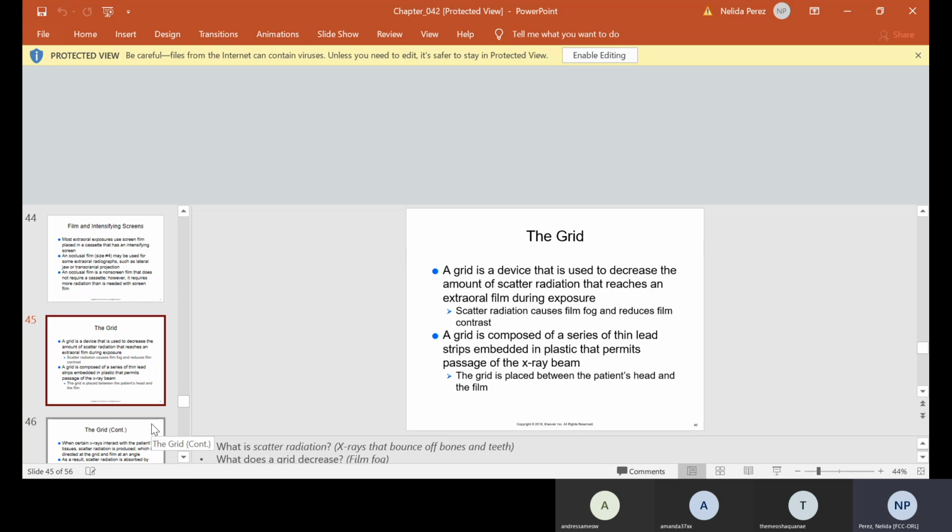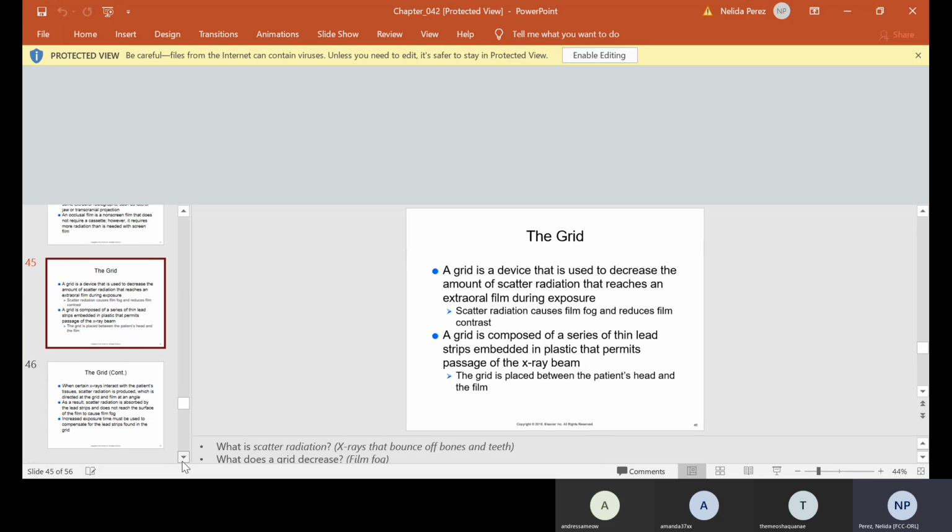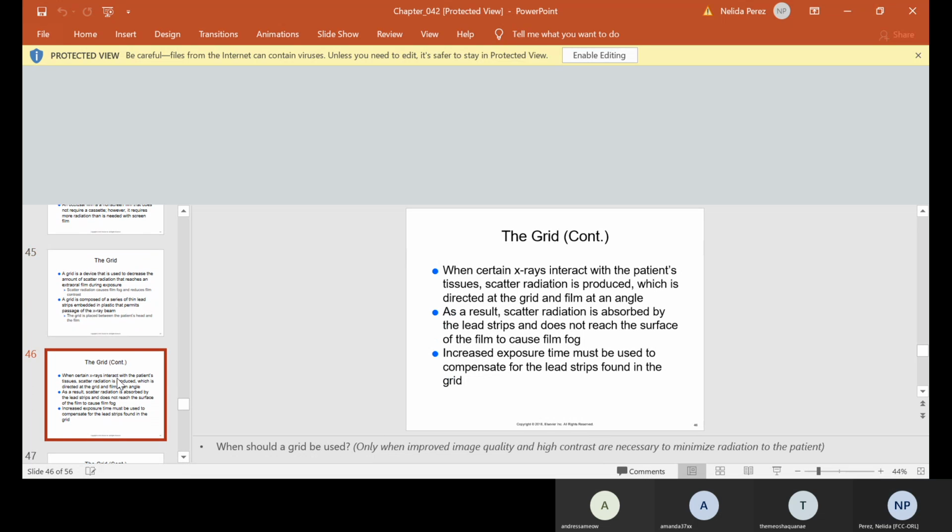And if you remember, we talked about scatter radiation, I believe in chapter 39, the X-rays that bounce off the bones and teeth. And we even talked about a grid, and a grid decreases film fog. So when certain X-rays interact with the patient's tissues, scatter radiation is produced, which is directed at the grid and film at an angle. As a result, scatter radiation is absorbed by the lead strips and does not reach the surface of the film to cause film fog. Increased exposure time must be used to compensate for the lead strips found in the grid.